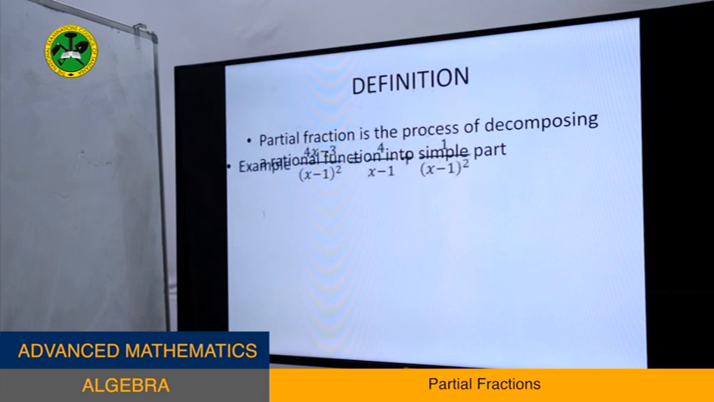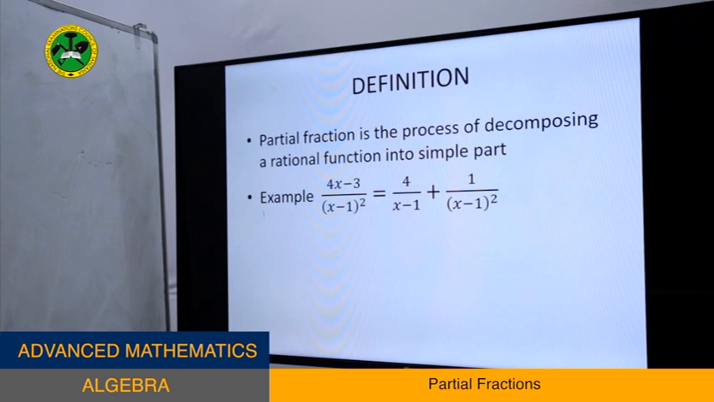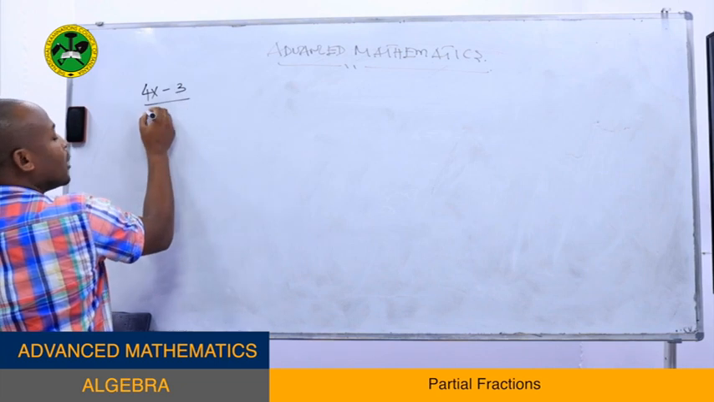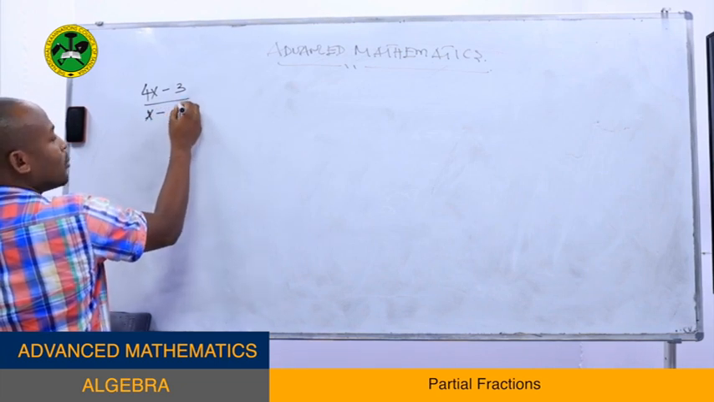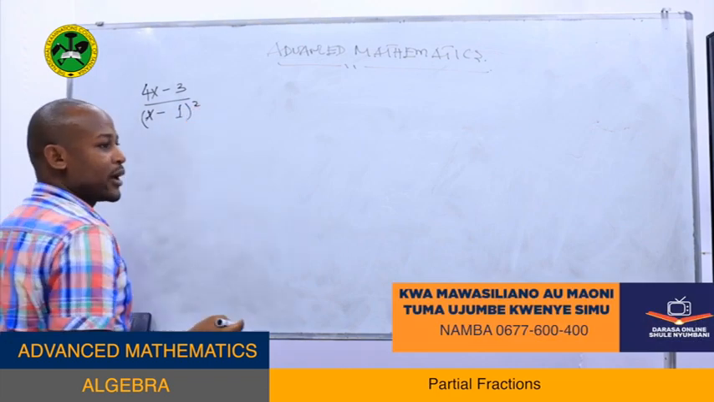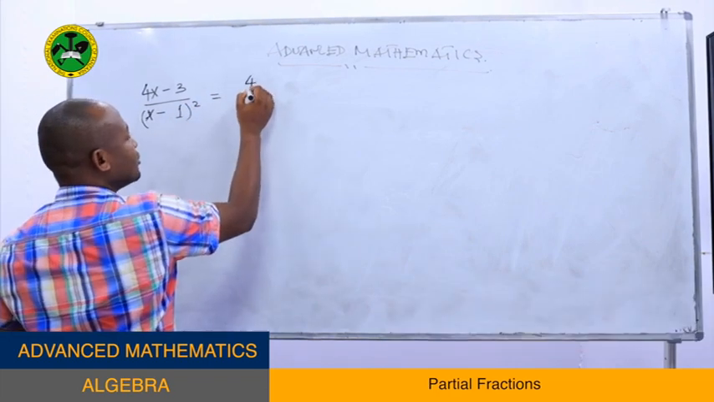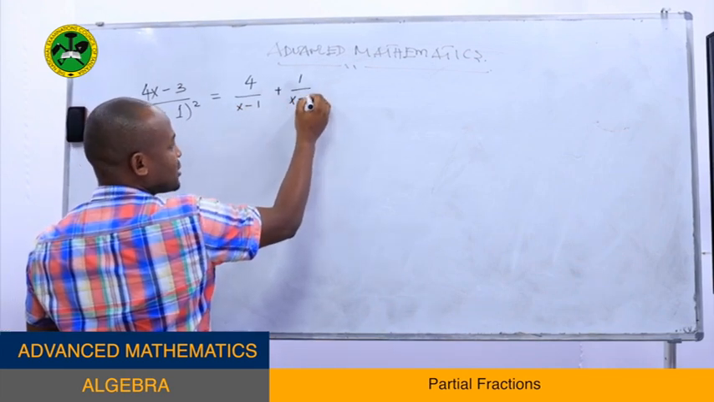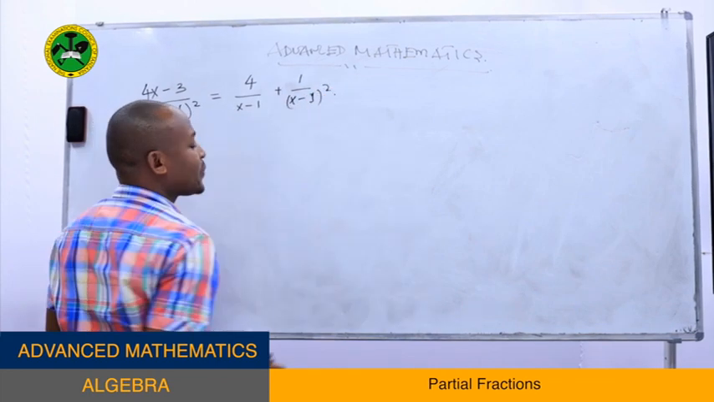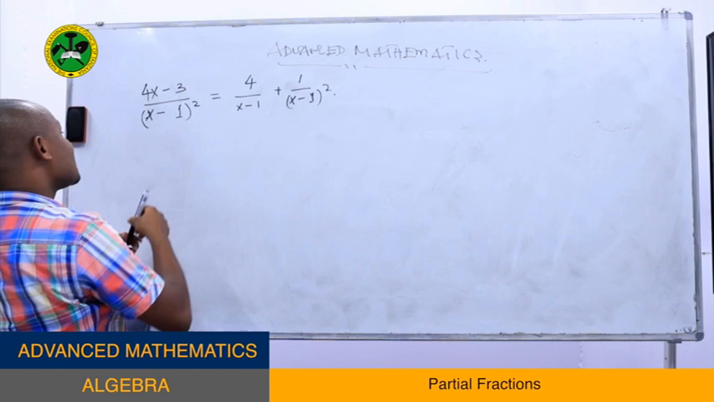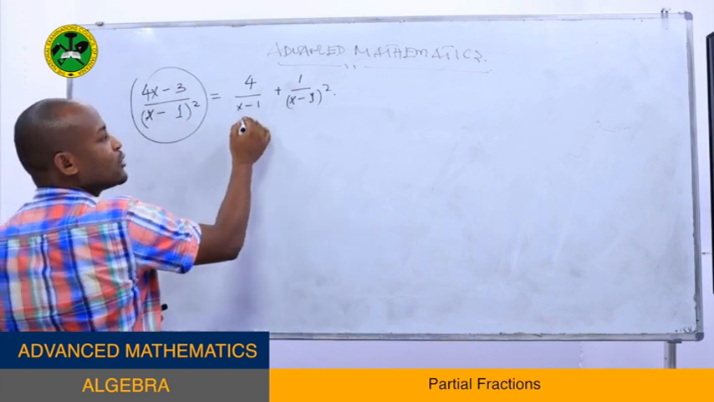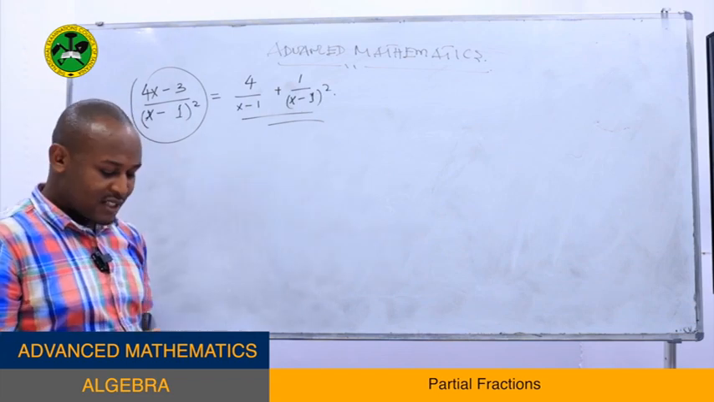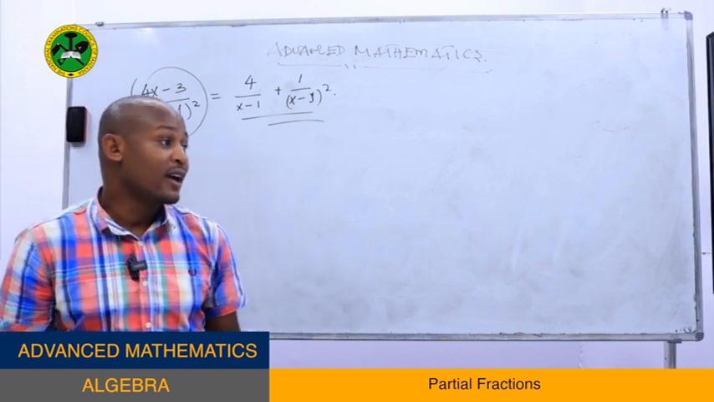Like what? Let's see. For example, we have a function that says (4x minus 3) over (x minus 1) squared, and that can be decomposed into 4 over (x minus 1) plus 1 over (x minus 1) squared. Now, this process of decomposing this function into these two parts is known as partializing the function, and we shall discuss the rules of doing this as we go on.